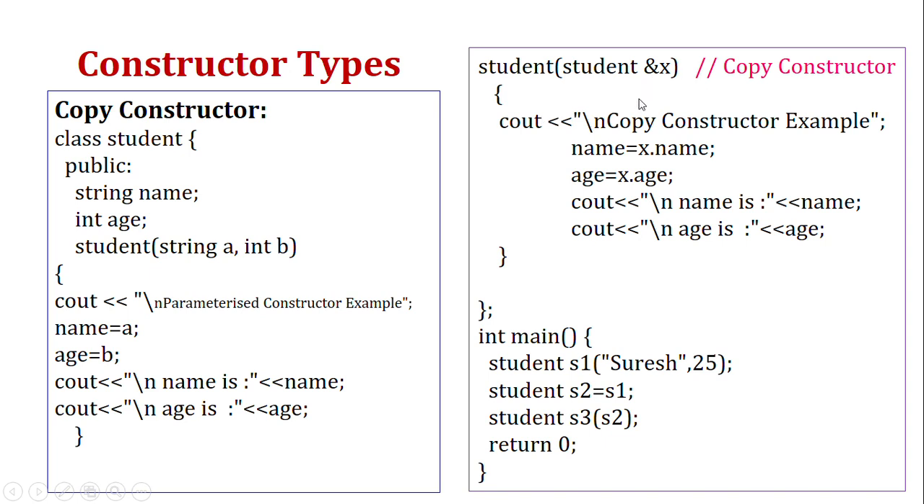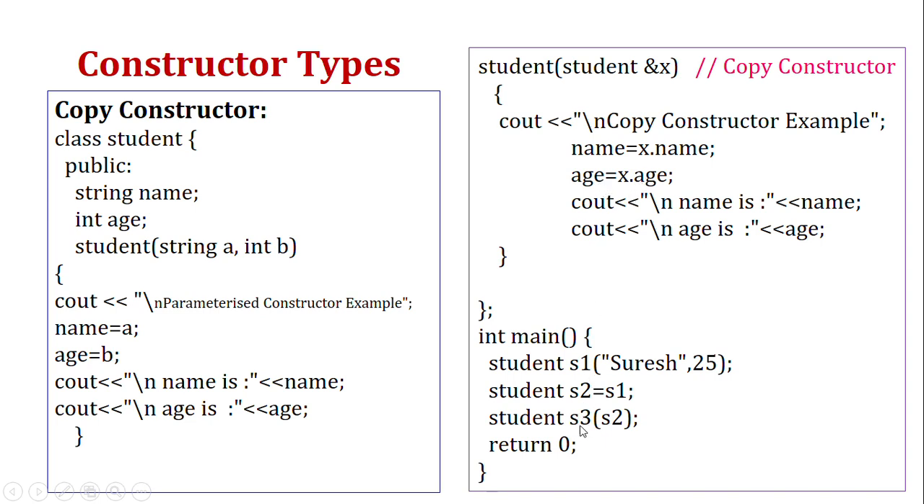So let's see the main function. In the main function, in two ways I can call the copy constructor. Let's take the first one. S2 is the new object which is created and it is copying the values from S1. Using the assignment operator, the copy constructor can be invoked. What happens here is S1 is passed to X. So now X will be S1. So S1 name will be given to S2 name, and similarly S1 age will be given to S2 age.